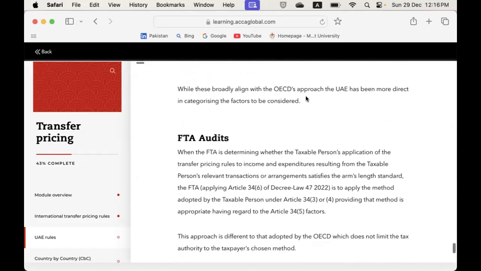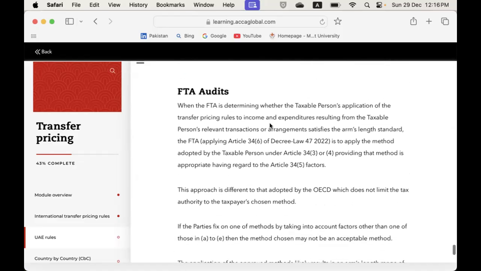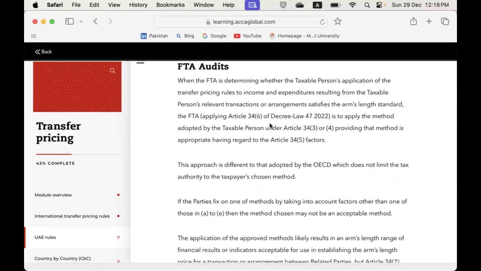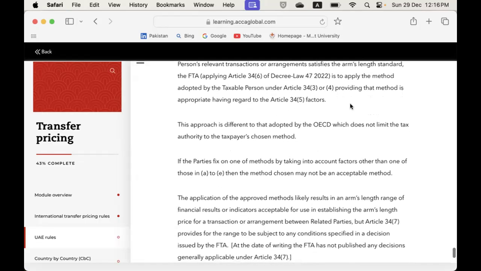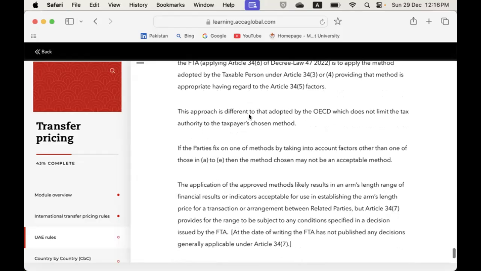While these broadly align with the OECD's approach, the UAE has been more direct in categorizing the factors to be considered. So let us talk a little bit about FTA audits. When the FTA is determining whether the taxable person's application of the transfer pricing rules to income and expenditure resulting from the taxable person's relevant transactions or arrangements satisfies the arm's length standard, FTA can apply Article 34(6), which is to apply the method adopted by the taxable person under this same article, providing that the method is appropriate having regard to other relevant factors.